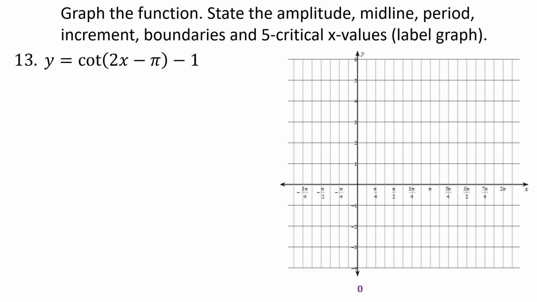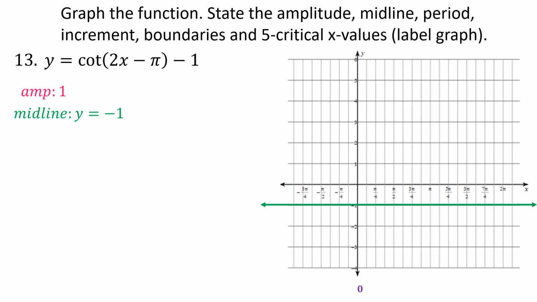Let's try cotangent. Number 13 is y equals cotangent of 2x minus pi minus 1. Okay, it does have a horizontal shrink of a half, so the period should be half the length. It's going to the right and it's also going down 1. The amplitude is just 1, no changes for that one. The midline again is at y equals negative 1, so sketch that line.